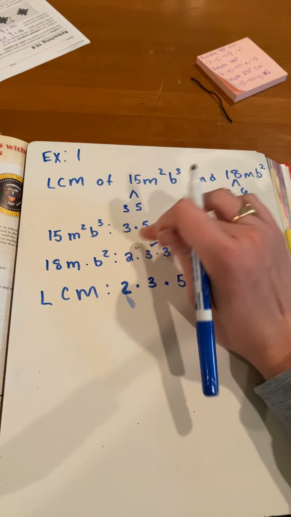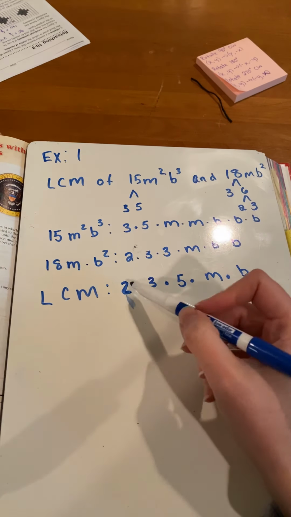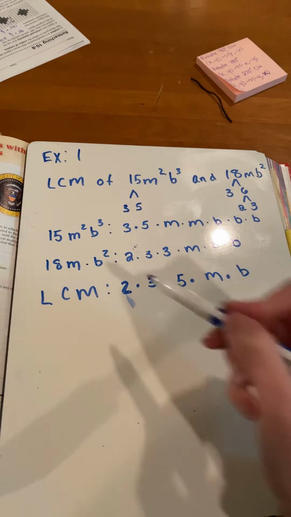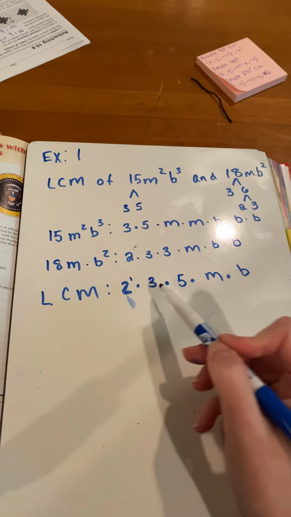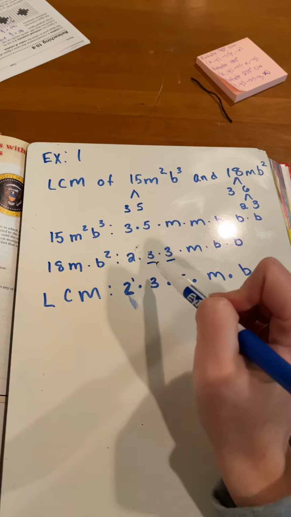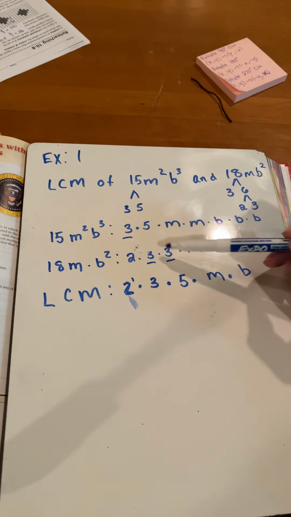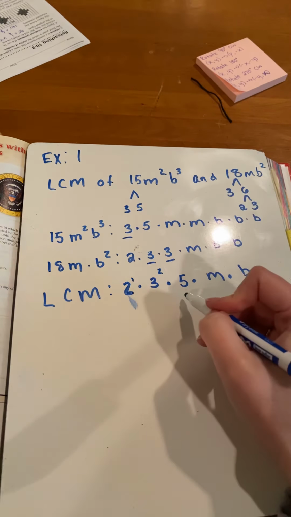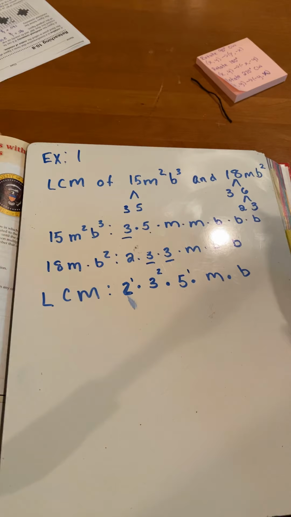Next, we're going to include the greatest numbered exponent for any of our unique terms. So looking at 2, what is our greatest exponential value present? Well, we only have a single 2, and it's 2 to the first, so our greatest exponential value is 2 to the first, or just 2. Looking at our 3's, we have two 3's in our 18, and a single 3 in 15. So our greatest exponential value of 3 comes from our 18, and it's 3 squared, so we're going to include that. Next, we have our 5. We only have one 5 present, and it's up here. That makes it 5 to the first, or just 5.